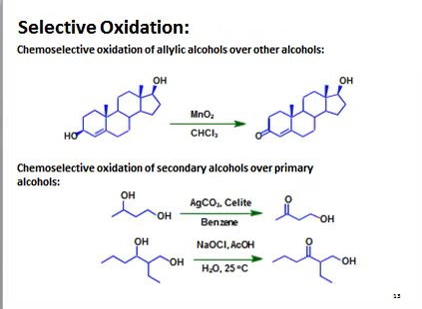Right, so next we have the example. So far we have considered the selective reduction. Now we are considering the selective oxidation process, right? So here we have selective oxidation of allylic alcohols over other alcohols, right? So this is an allylic alcohol.